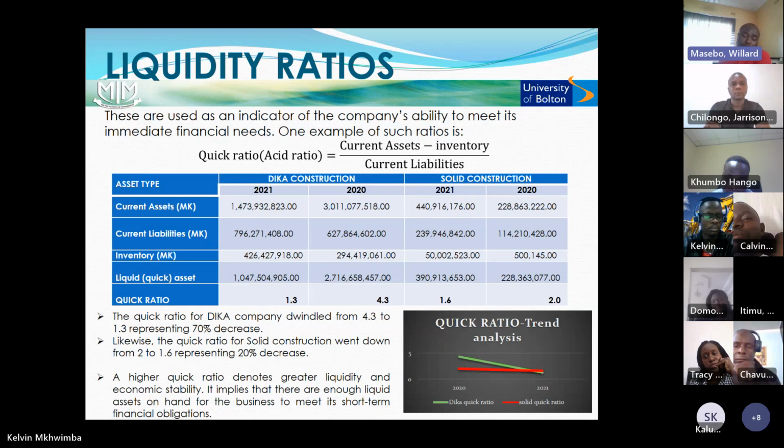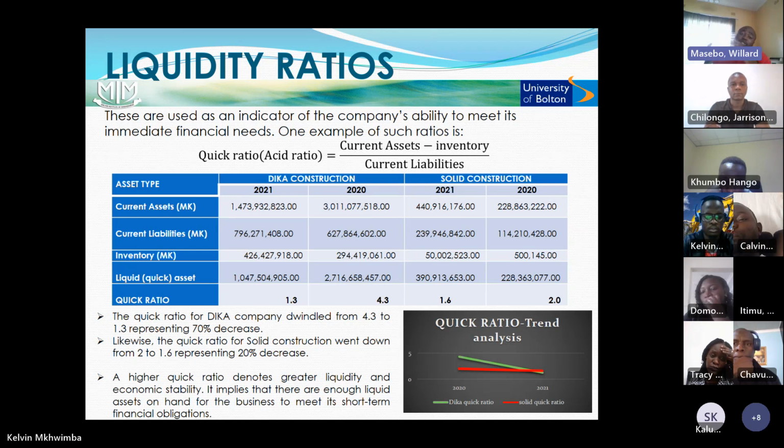So liquid ratio, basically, we're looking at the ability of a company to meet its immediate financial needs. That is to say, we're looking at its ability to use its liquid assets to sort out its immediate financial needs, because there are times when a company maybe needs to handle some issues, or they need to buy some stationaries for the company. They need quick money for them to be able to do that.